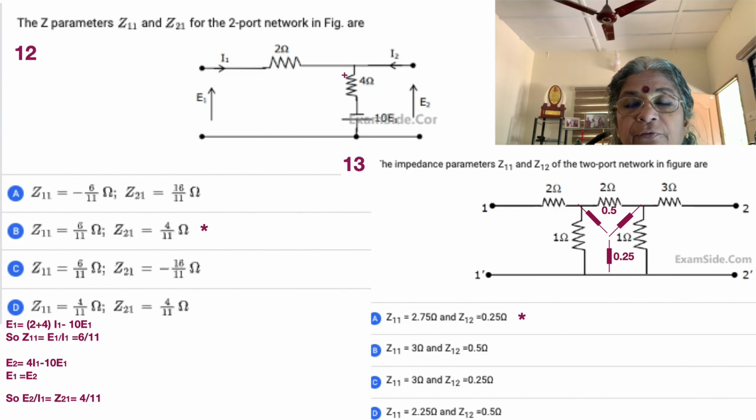So 2.75. And what is going to be Z12? It's going to be what is at the central limb alone, not being assisted by both the sides. So that's equal to 0.25. Very simple, so long as the conventions are followed. So you do these problems very mechanically, of course once the methodology is clear.